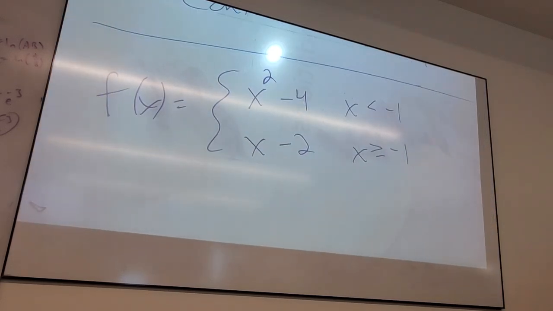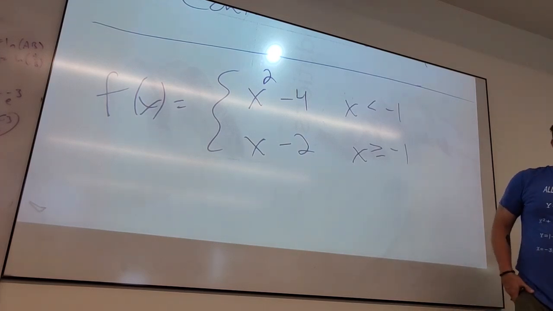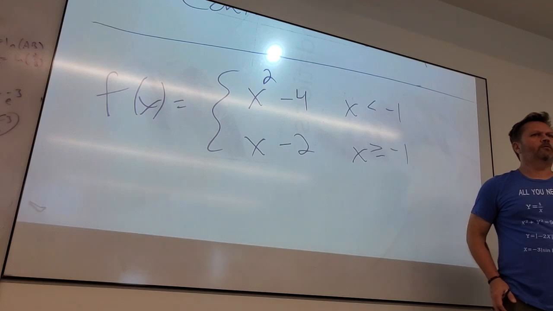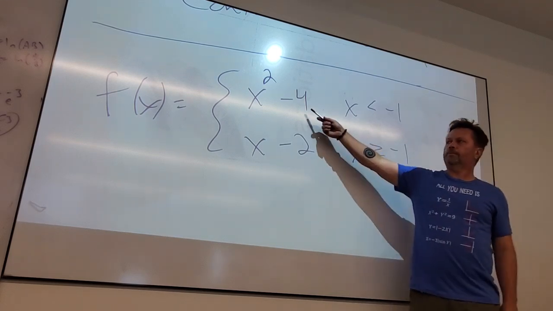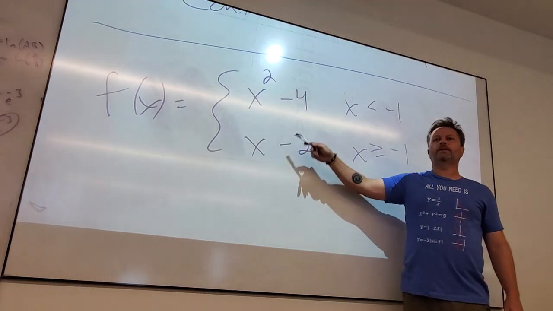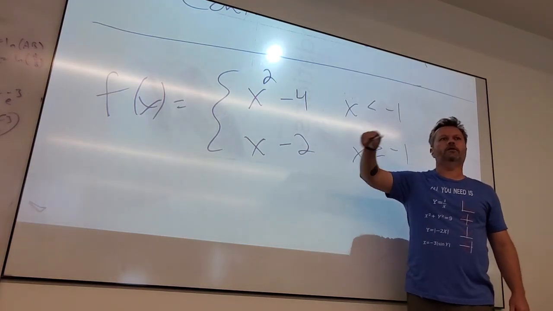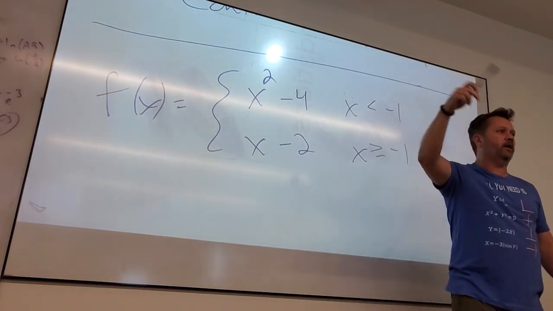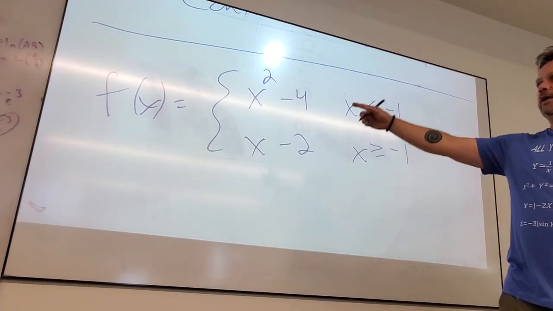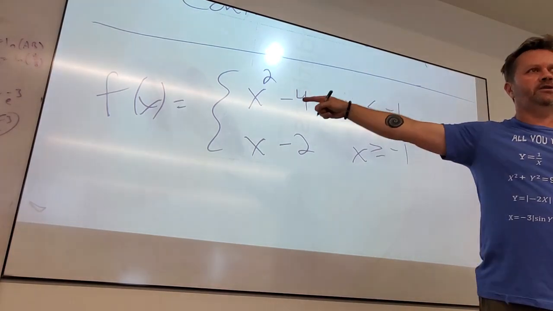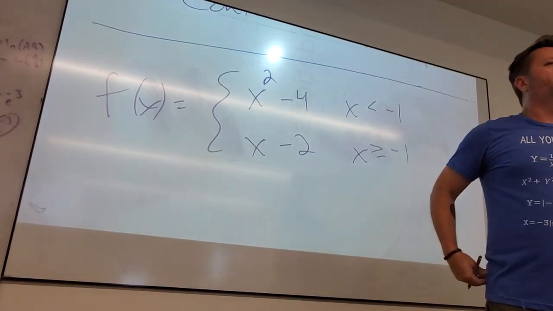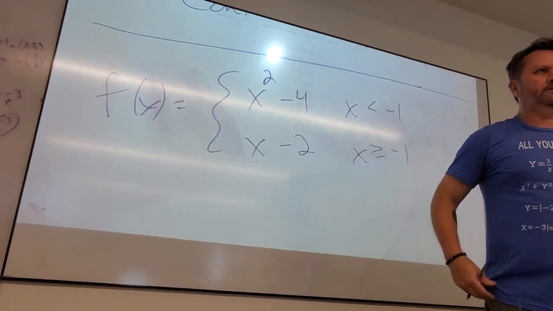Somebody please tell me if that is continuous. Yes. Why? Because one's a polynomial, one's a line. So these two separate parts of this function are both continuous on their domain, and the domain is the real numbers. That does not answer my question. Is that function continuous? Yes. Where's the one place it could be discontinuous?